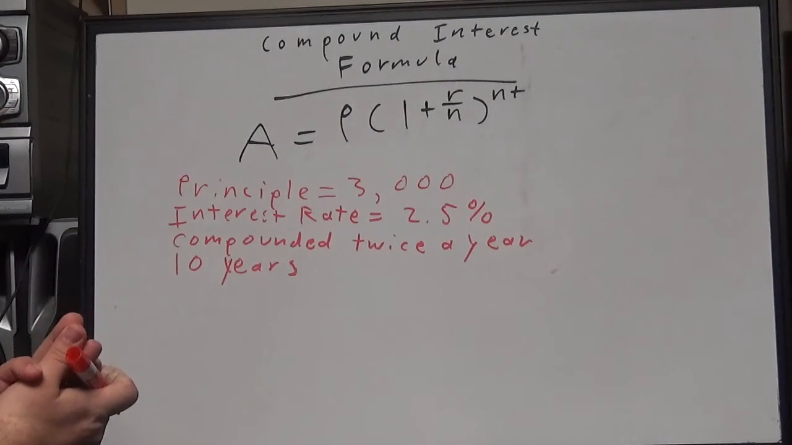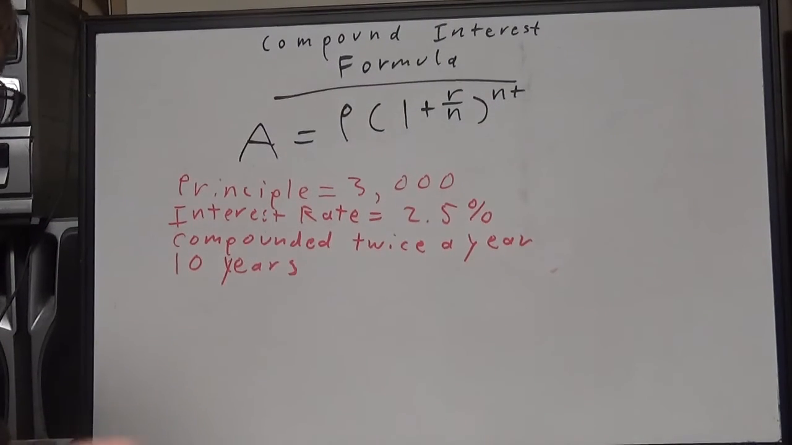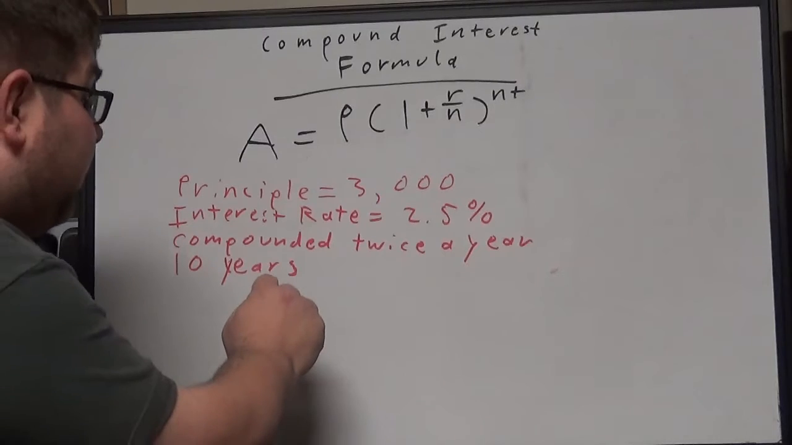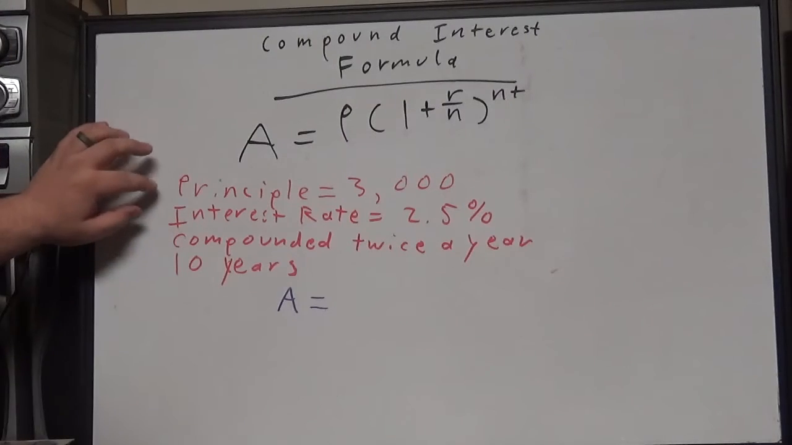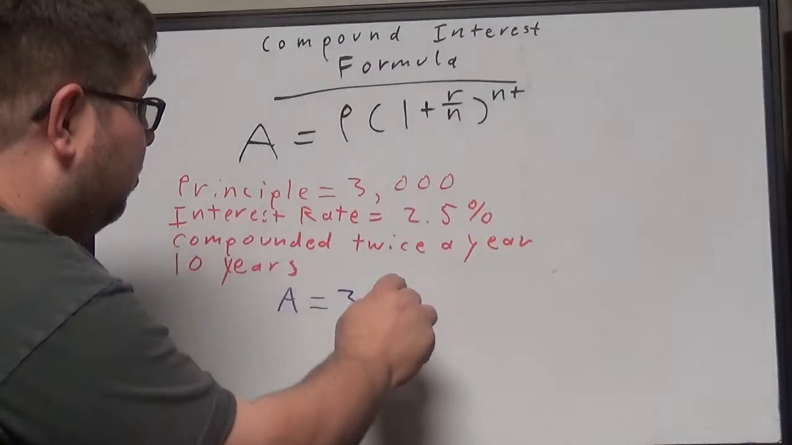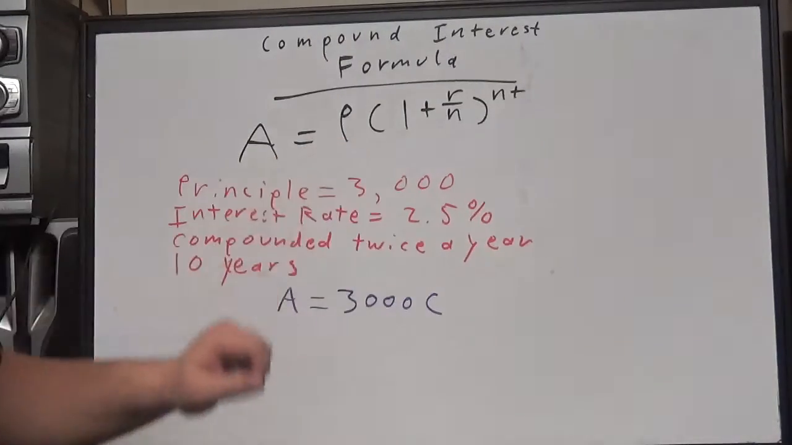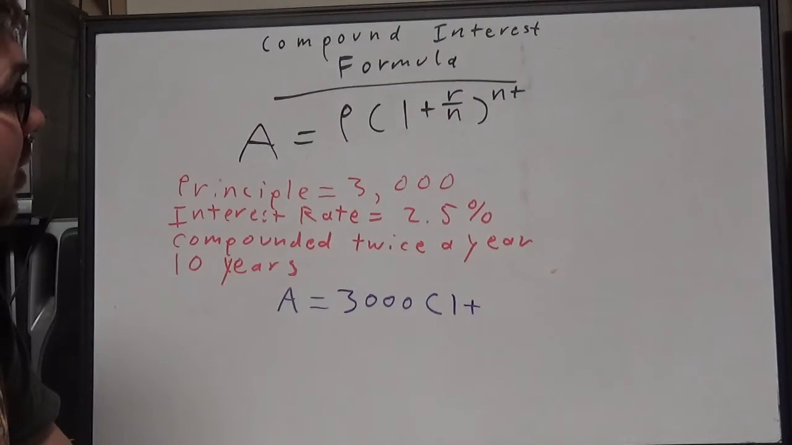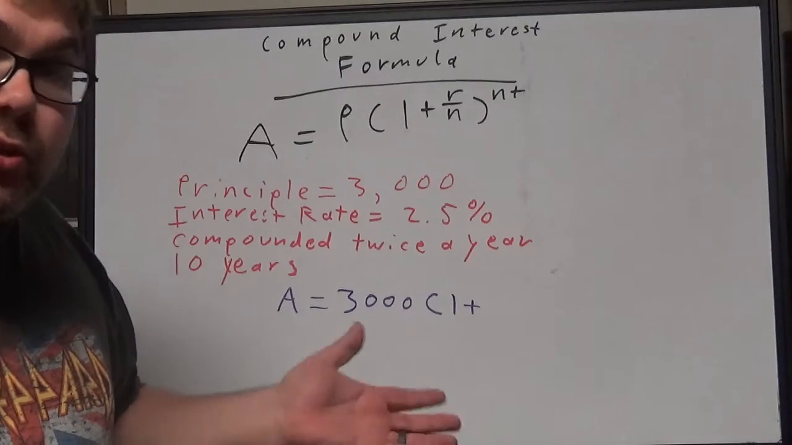This is our information, but we're going to turn it into a problem, and then we're going to solve the problem. So, first thing we're going to do, we need to find A. A equals. First thing we're going to do is start with the principal, of course, 3,000. Parentheses 1. And now we need the interest rate. Well, if you look at the interest rate, hopefully you notice that it's 2.5%.